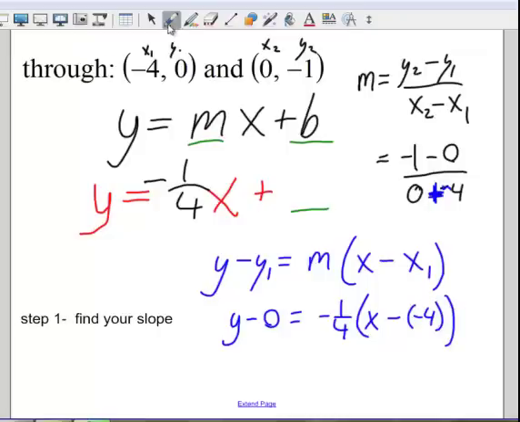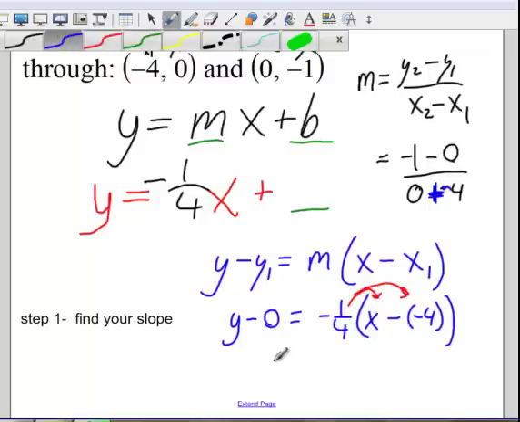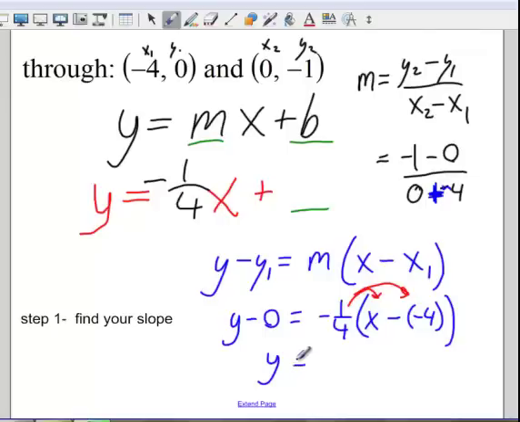Let's just simplify this. I need to distribute the negative 1/4 to both of these things. Y minus 0 is just y. Negative 1/4 times x is negative 1/4 x. And I have a negative 1/4 times a positive 4, which gives me a negative 1.